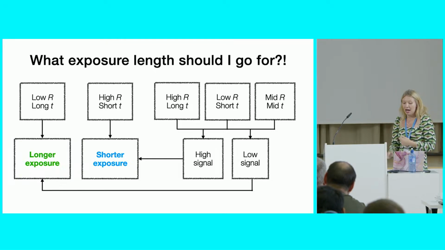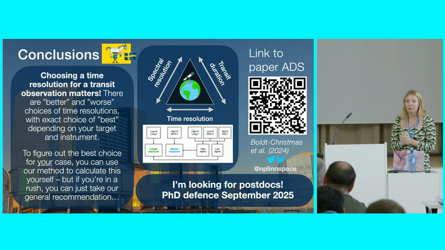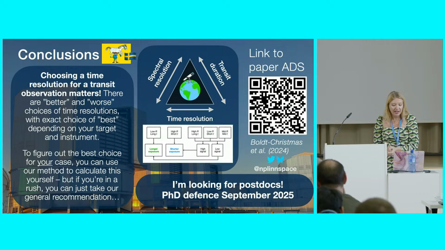And this flowchart can be found in the paper, to which there is a QR link here. It's easy to find because, amazingly, there's no other Boldt-Christmas person on ADS. And with that, I thank you and leave you with my conclusions and take any questions.